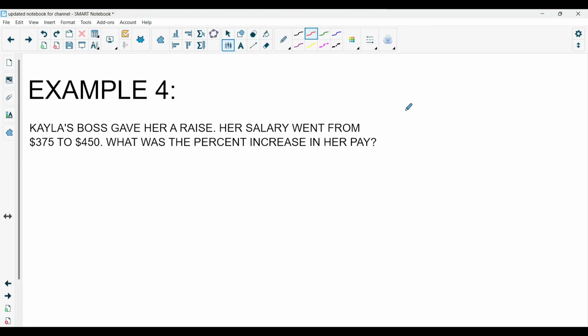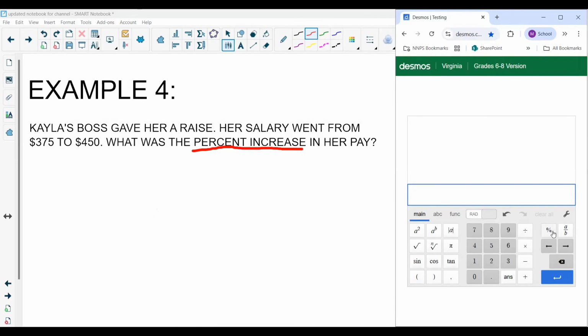Kayla's boss gave her a raise. Her salary went from $375 to $450. What was the percent increase in her pay? My keyword is percent increase. So I know I'm going to use my no-O formula. So let me come over here and write it in my calculator. No-O times 100. N equals and enter O equals.